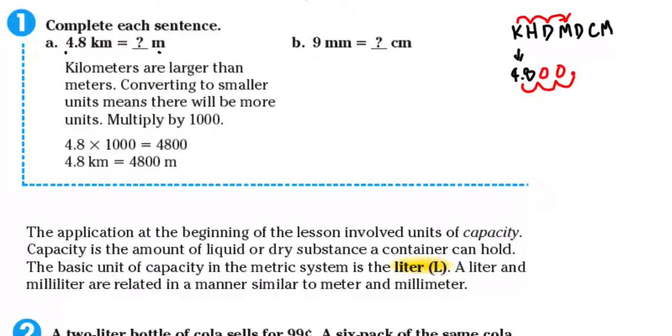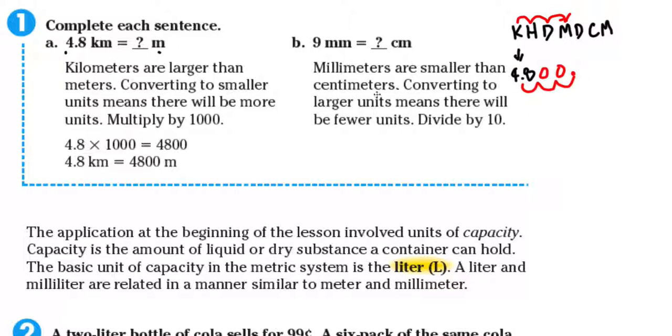Let's take a look at the next example. 9 millimeters is equal to blank centimeters. Again, millimeters are smaller, so converting to larger units means you need to divide, in this case by 10. Why? Because if you look at this carefully, using our King Henry died Monday drinking chocolate milk, millimeters is right here.